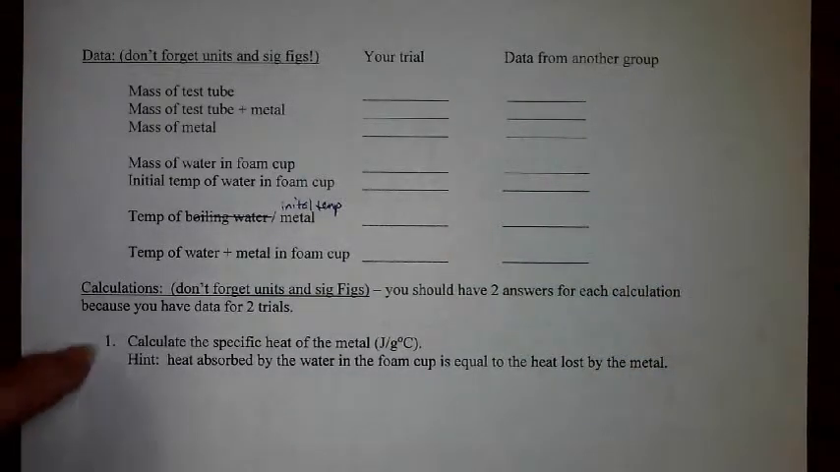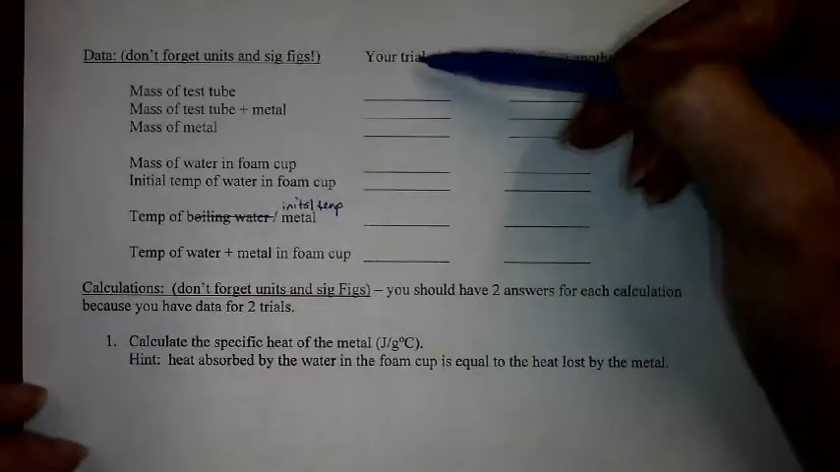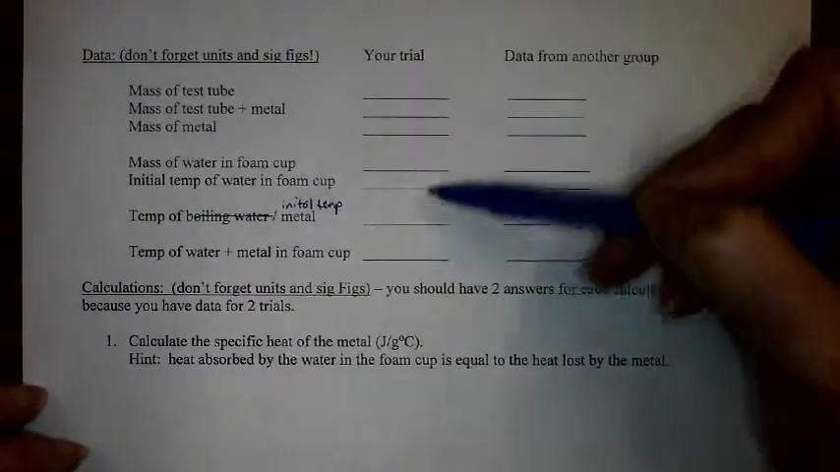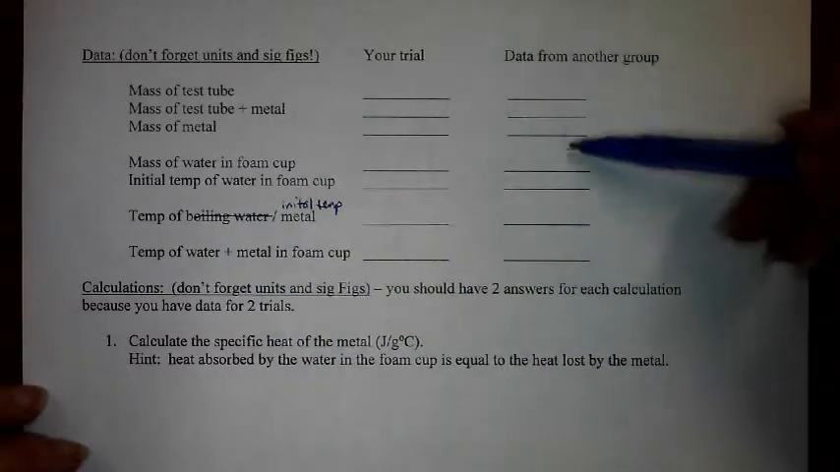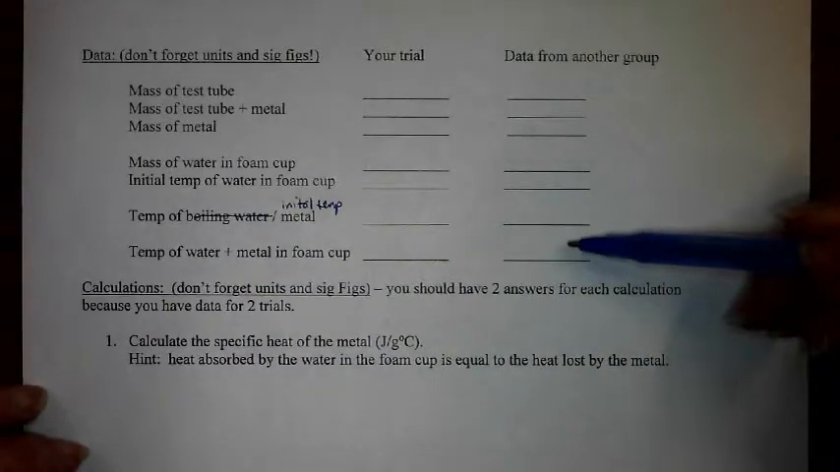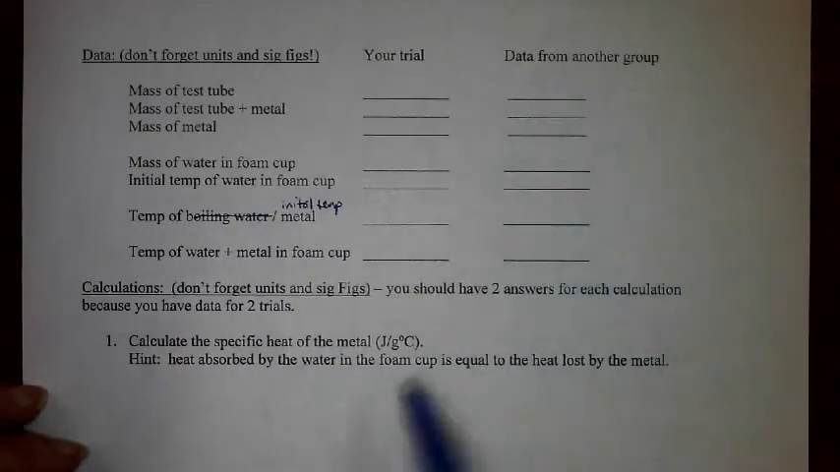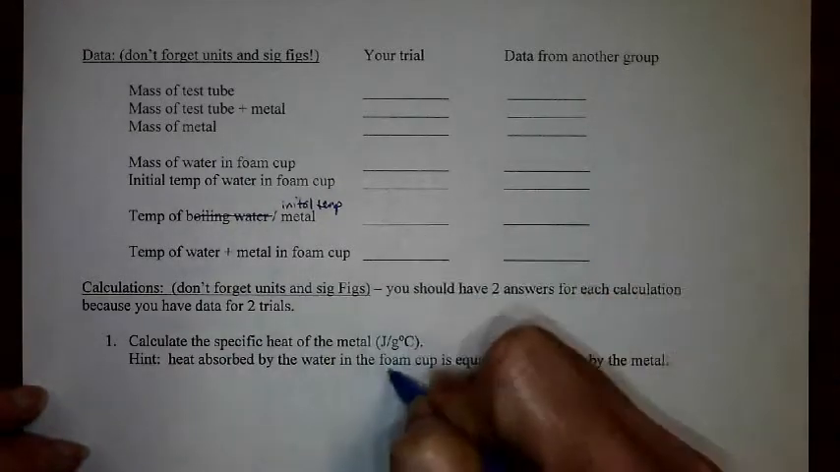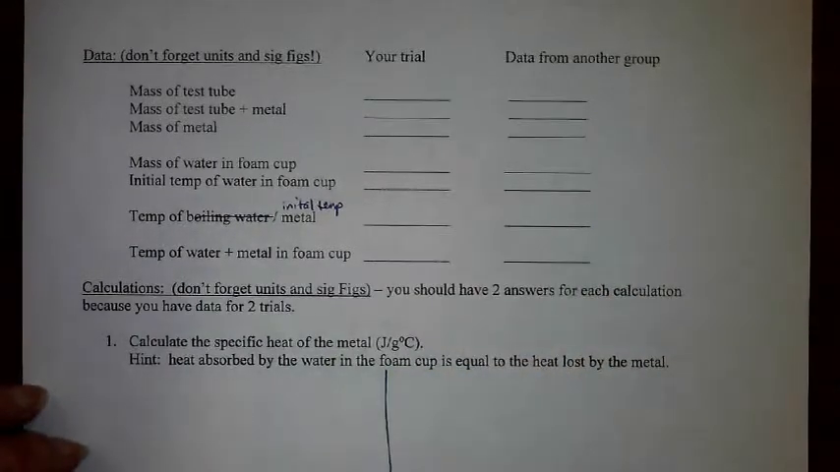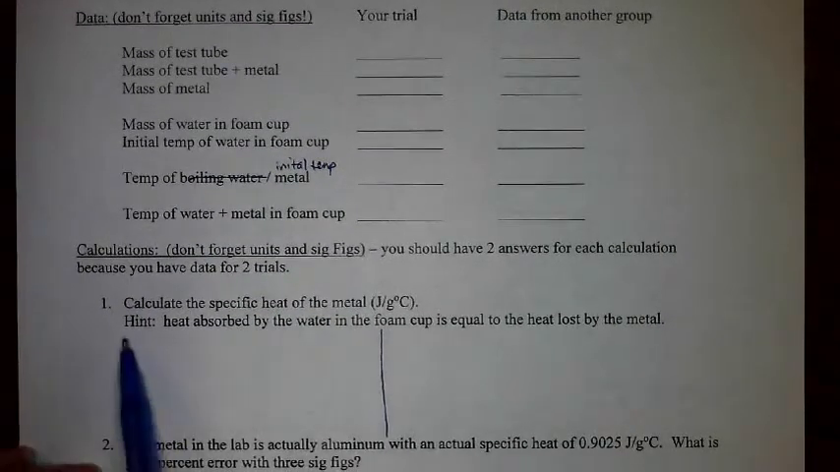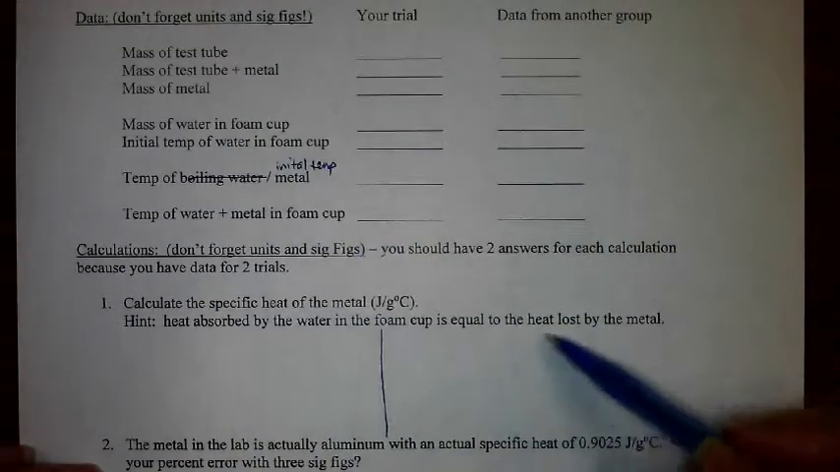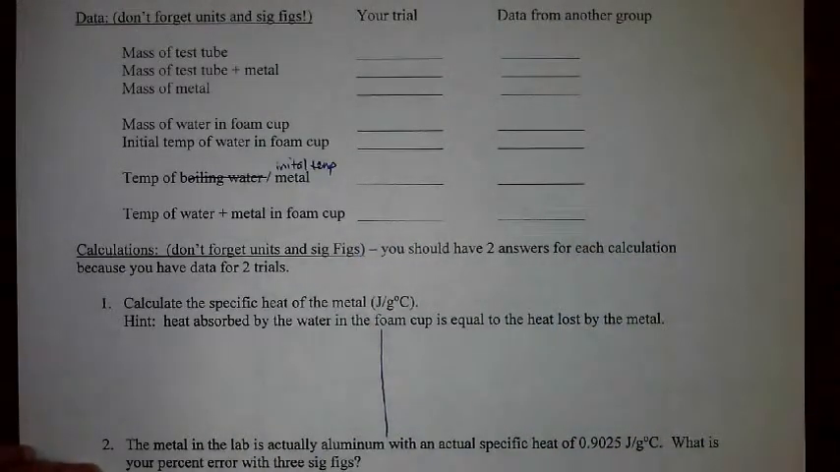So for this first one, you have data from your trial. This is the one that you did for your experiment. The data from another group, you need to get from someone else who was in a different group. So when you come to these calculations, you're going to divide this section in half, and you're going to do two sets of calculations. One set of calculations for your data, and then over here you're going to show the calculations for the data for the other group.